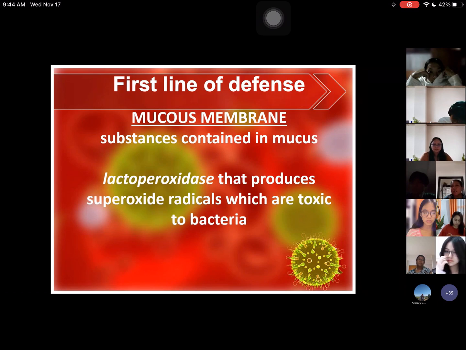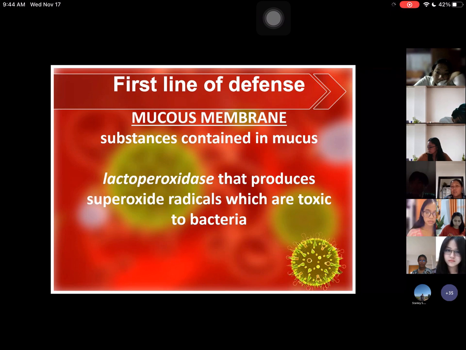So this disrupts the DNA synthesis of the pathogens or the microorganism. So we have the lactoperoxidase which is present in the mucous membrane.